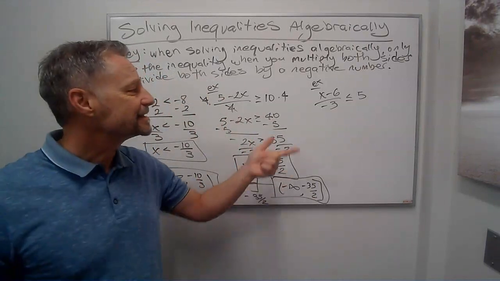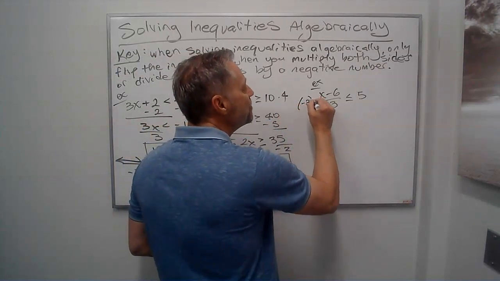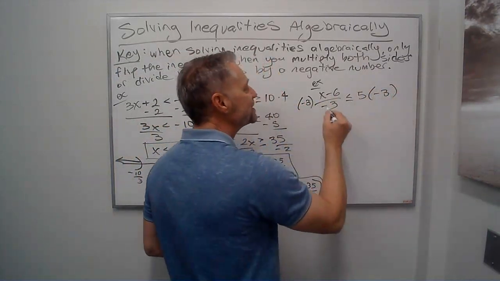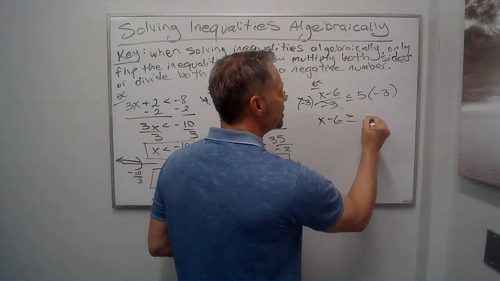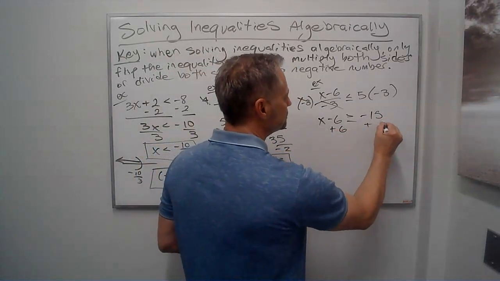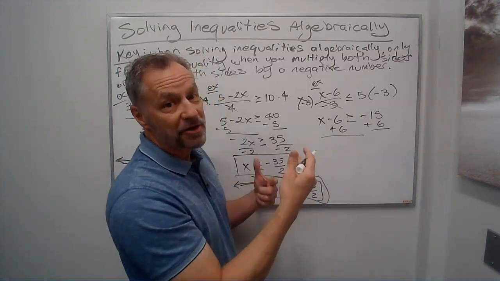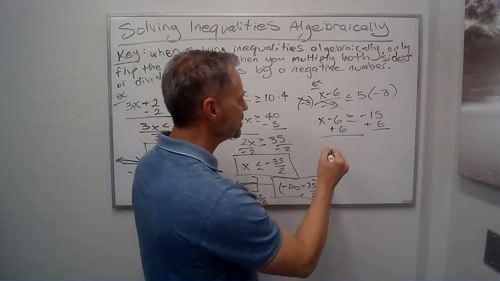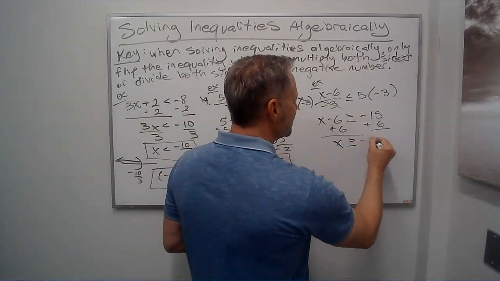And then lastly, I want to get rid of the fraction. I'm going to multiply by negative 3. This time I'm multiplying by a negative, so I will flip the inequality. Greater than or equal to negative 15. And then add the 6. When I add or subtract or multiply or divide by a positive number, I don't flip the inequality. x is greater than or equal to negative 9.